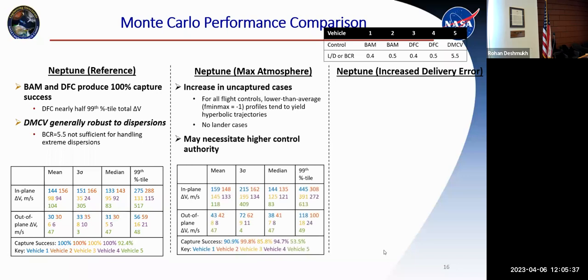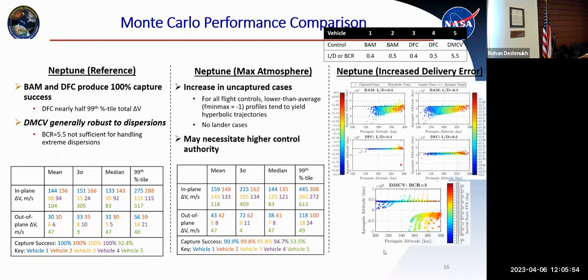But we do see some promising trends, like I was talking about, where if we increase our lift to drag, we can still keep close to 100% capture success. We don't have 100 yet, but we do see some trends and promising results. Then likewise, the second sensitivity we wanted to look at is what happens if our initial condition error increases. So let's say our delivery error increases. How does that affect the results?